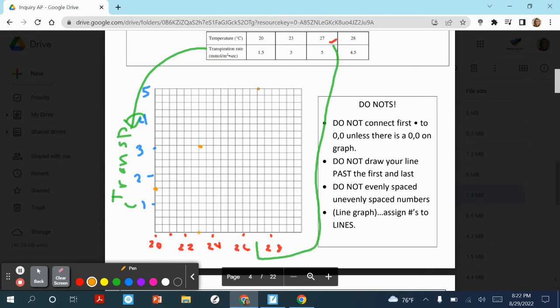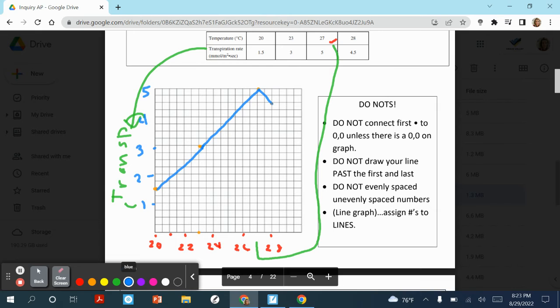So go up the line for 28 and put 4.5. Okay. Now we're going to connect the dots, right? We're going to draw a straight line from one dot to the next, from this dot to this, from this dot to this. I've seen people draw crazy lines, okay? A couple of things I'll see students do.